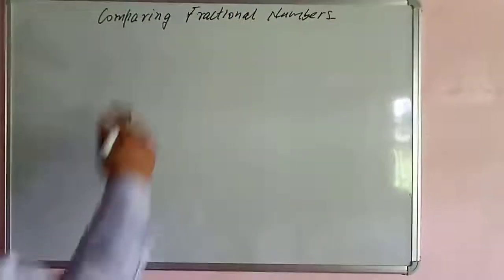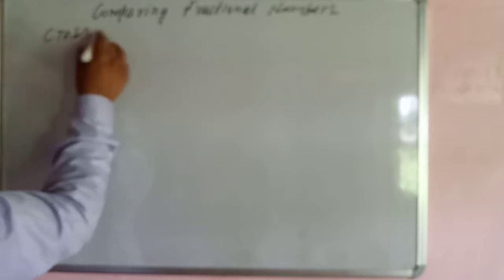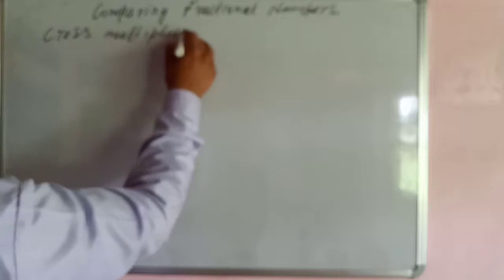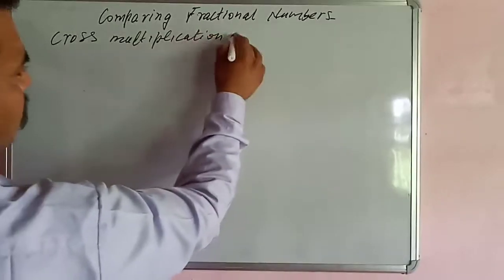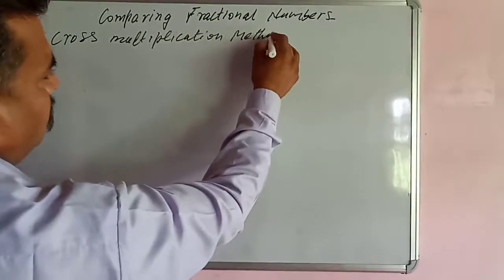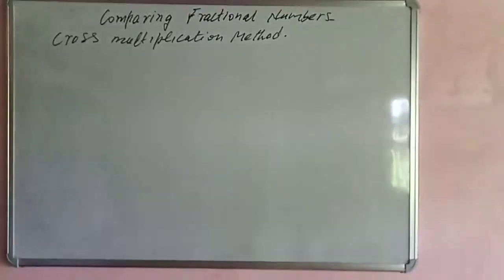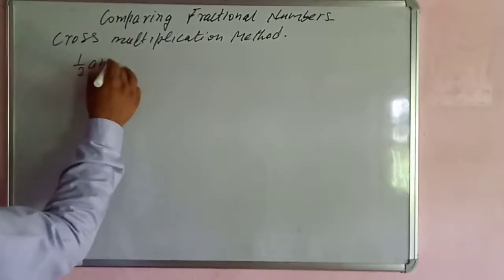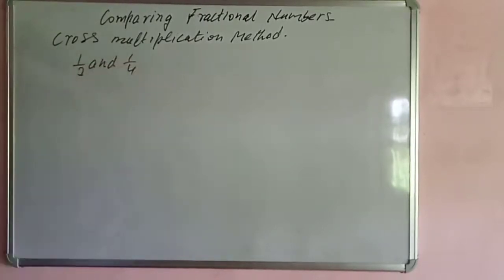So how can we compare fraction numbers? First of all we will discuss the cross multiplication method. What is the cross multiplication method? Suppose we are given the fractions 1 by 2 and 1 by 4.